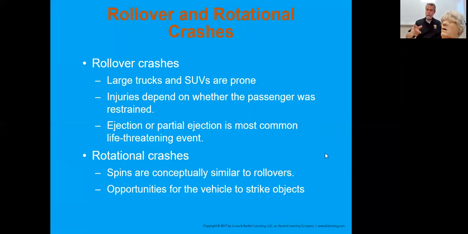Rotational crashes are similar to a rollover, but here it's simply spinning round and round versus up and over. But it can still create that force where if someone isn't properly seat belted in, they can be ejected or partially ejected.